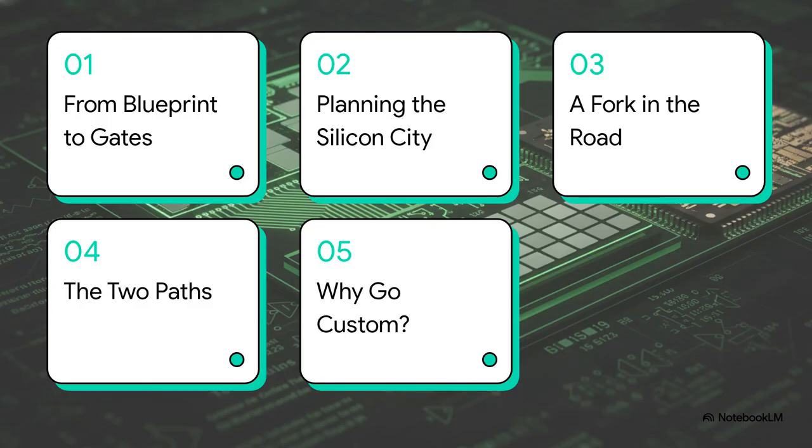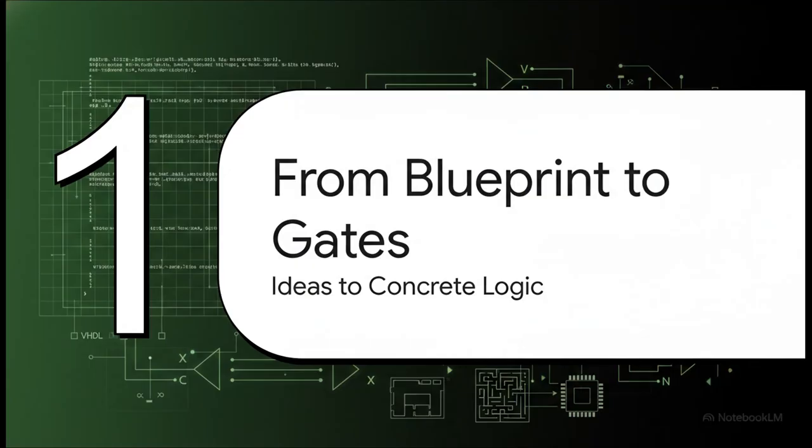Okay, so here's the game plan for how we're going to break this down. First, we'll look at how that blueprint gets turned into actual gates. Then, we get into what I like to call planning the Silicon City. After that, we hit a really important fork in the road, two very different paths you can take. And finally, we'll dig into why you might go custom. Sound good? Let's go.